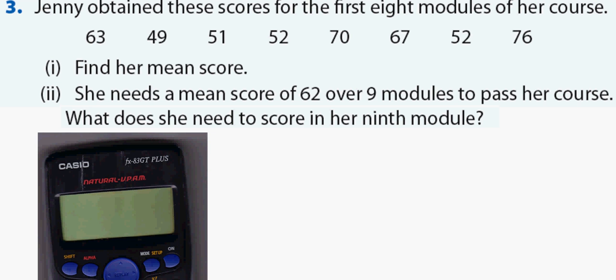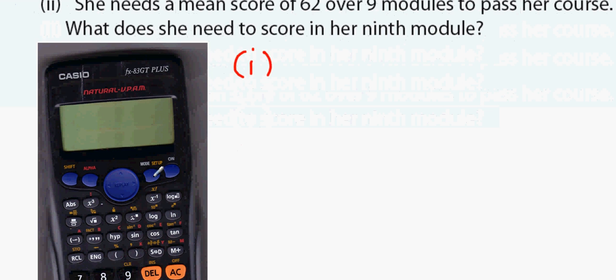So in this question we're trying to find her mean score. Now I'm going to teach us how to use the calculator here. The first thing you do is click the mode button, then click number 2, which says stat. This puts your calculator into stat mode. Then it's going to ask you if you want one variable, so you click on number 1.